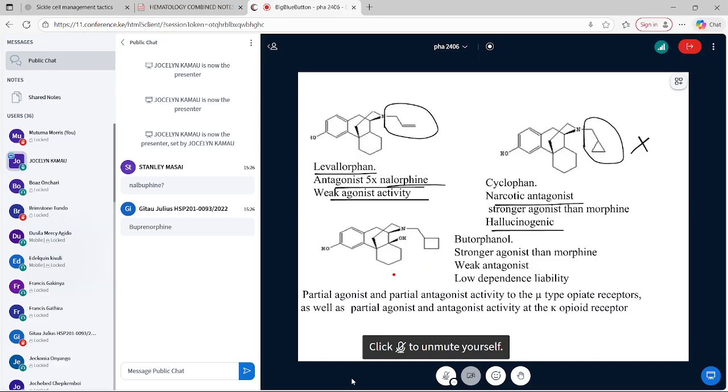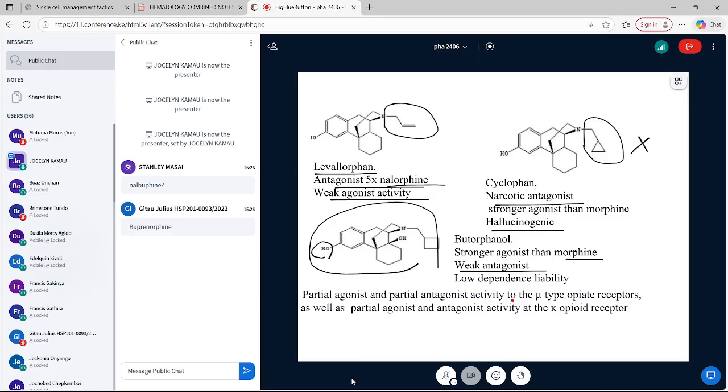And then we have the one we called butorphanol. And remember, it is very similar to nalbuphine, of course, with the exceptions that we have mentioned: hydroxyl group at that position, the cyclobutyl group at that position, and a beta hydroxyl group at that position. So butorphanol is a stronger agonist than morphine, and also a weak antagonist. So again, it has both, just as we expect of nalbuphine.